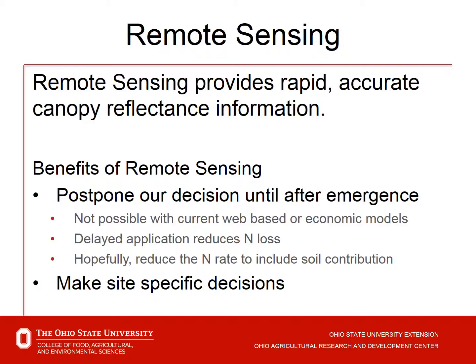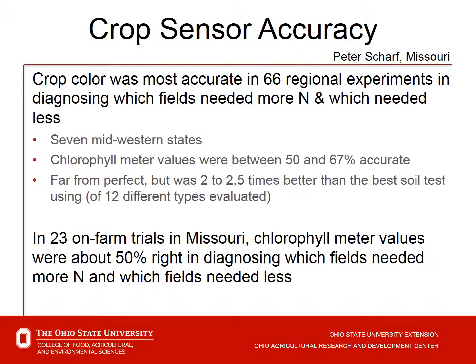And then the expectation would also be that we can reduce that nitrogen rate and allow for the contribution from our soil mineralization, to know how much nitrogen we may have already made from this growing season, and then reduce our nitrogen for that application that we might make as sidedress.